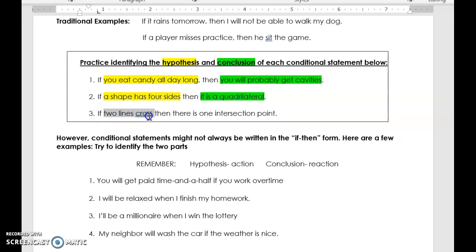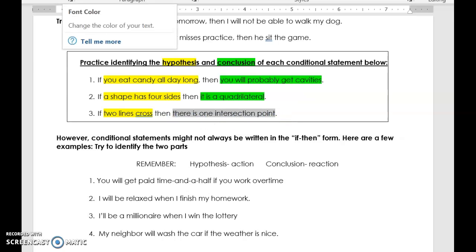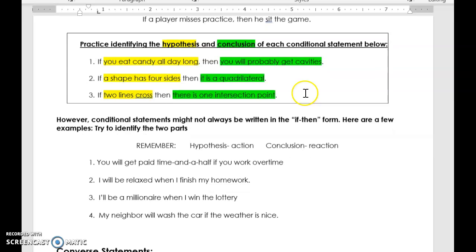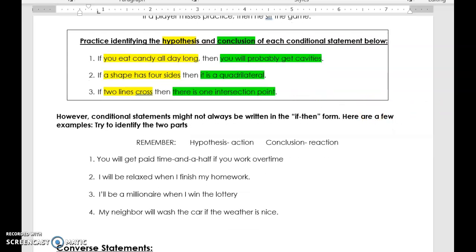Hopefully you would have identified two lines cross. Then what is my reaction? There's one intersection point. So hypothesis, conclusion, those are the two parts of a conditional statement. However, sometimes they're not always written in the if-then form. Most of the time they are.